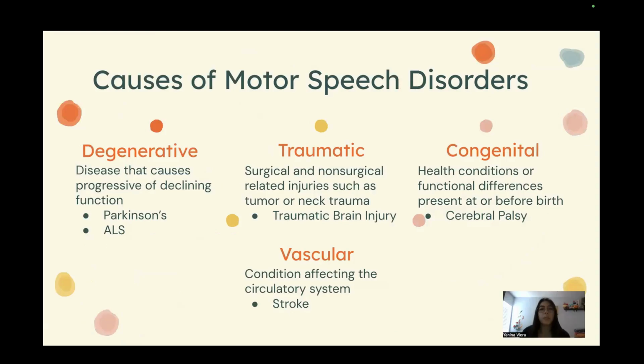And going into the causes of motor speech disorders, there's degenerative, which are diseases that cause progressive or declining function. These might be Parkinson's disease and ALS. And next, there's traumatic, so these are surgical and non-surgical related injuries, such as tumors and neck trauma, as well as traumatic brain injury. And congenital, these are health conditions or functional differences present at or before birth. Another example of this could be cerebral palsy. And then there's vascular, so these are conditions affecting the circulatory system. One of these might be strokes. And then there's also other causes such as multiple sclerosis.